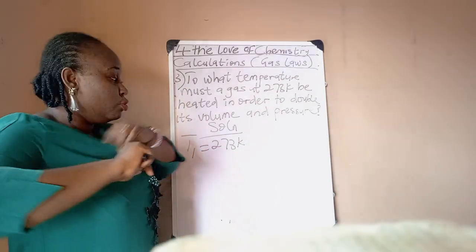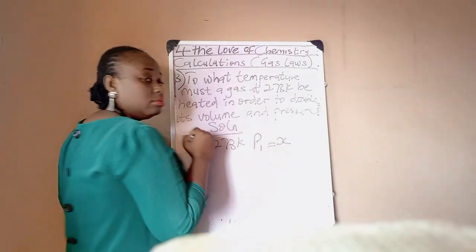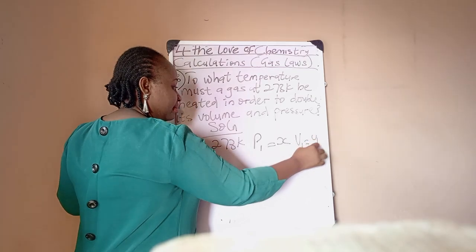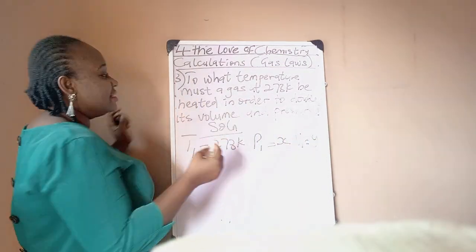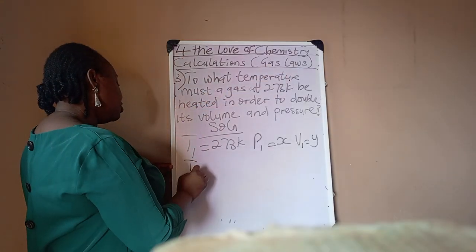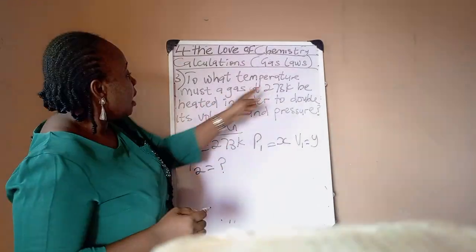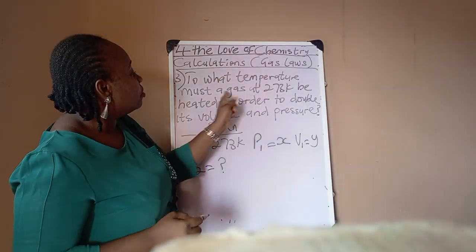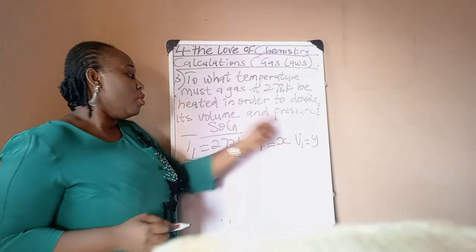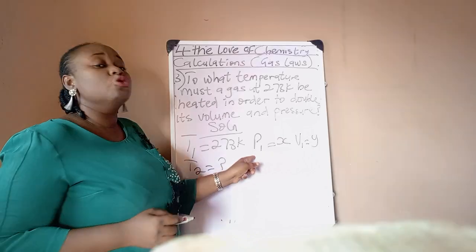Now, this is what we're going to do. Let's claim our unknown P1 is X and our unknown V1 is Y. Now, the question says, to what temperature? That means we are looking for T2. To what temperature must a gas at this be heated in order to double V? So, at this particular temperature, V1 is doubled and P1 is also doubled.